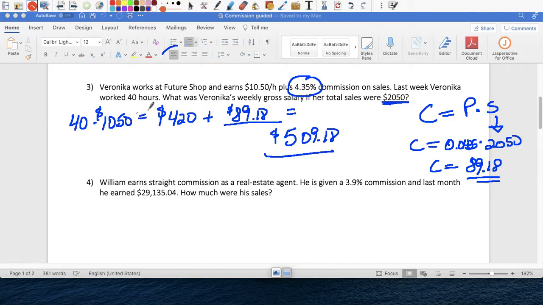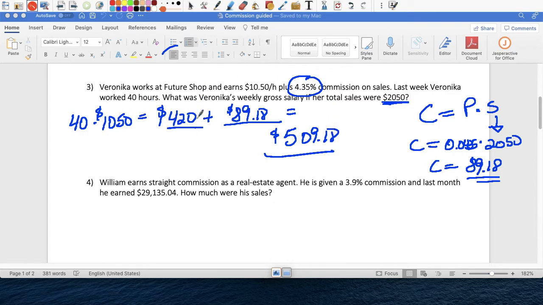this is not, it's definitely not equal to this. Forget it. Just don't write. Because the way I wrote it here, I wrote that 40 times 10.50 equals 420 plus 89.18, which equals 509.18, and that's definitely not true, right?